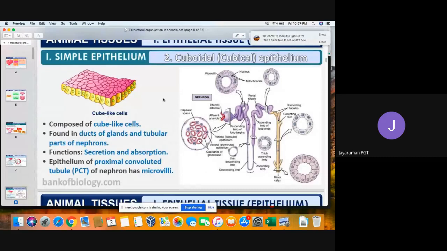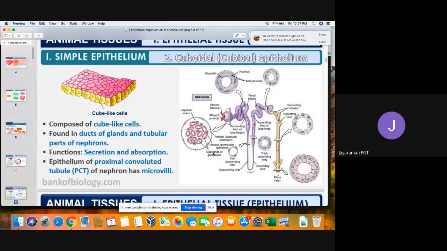What is the advantage of this folding? Anybody? If the surface, instead of being flat, is folded into many finger-like projections, it increases the absorption space. Folding helps in increasing the surface area for absorption. Okay, very good.